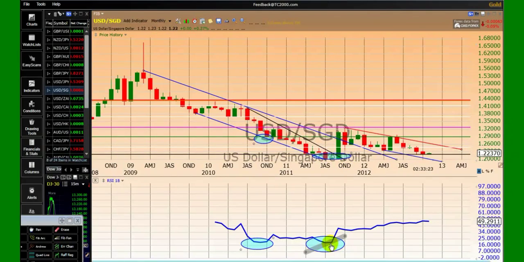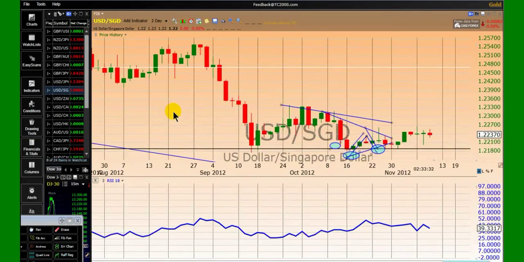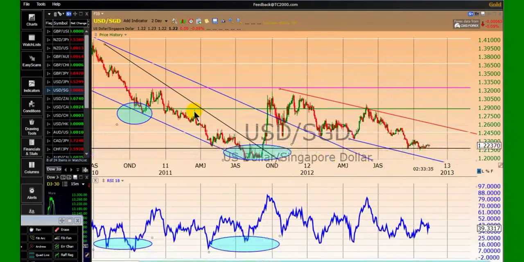At that point in time, we see that on a monthly chart, nothing should stop us from being a bit... let's go to the 2 days chart. We can go to the daily chart. For this exercise, I decided to go to the 2 days chart.